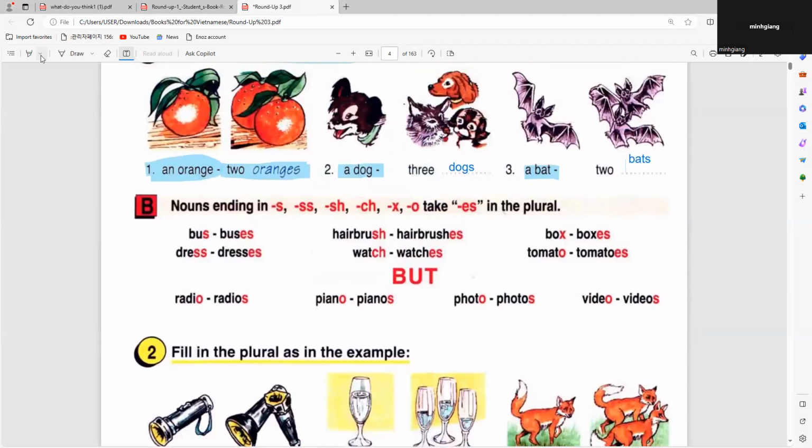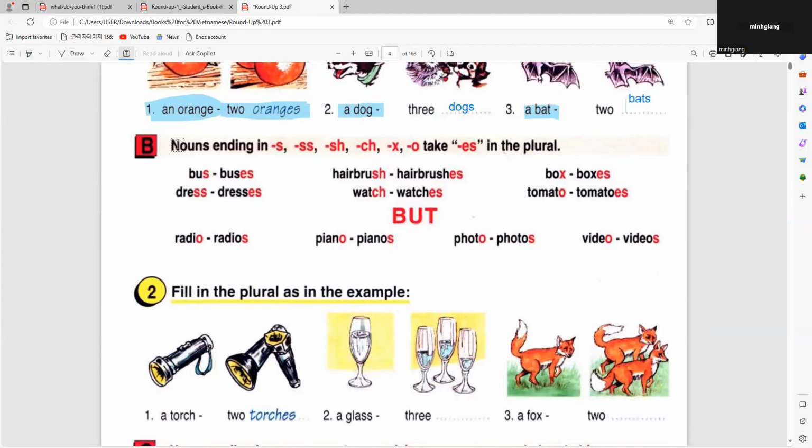Okay, so let's have now letter B, okay? Please read our letter B. Nouns ending in S, SS, SH, CH, X, and O take ES in the plural. That's right. Okay, so this one is only one S, right? Boss, only one S. How about many?